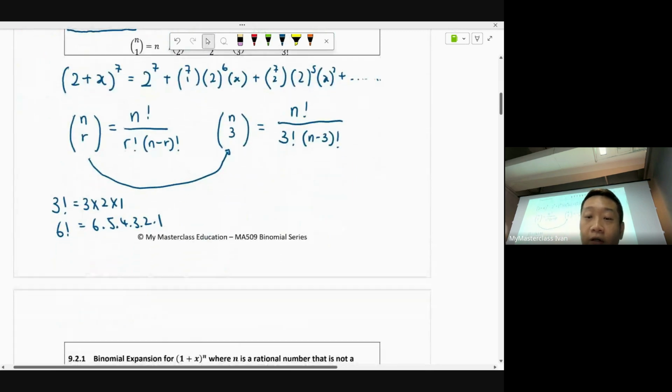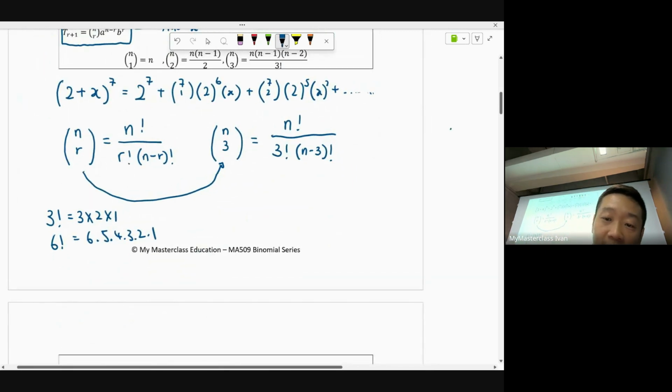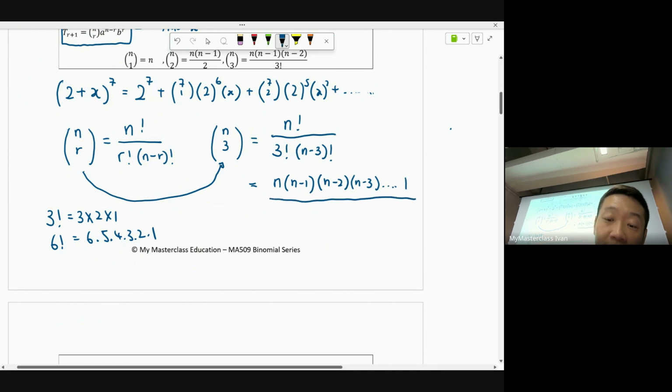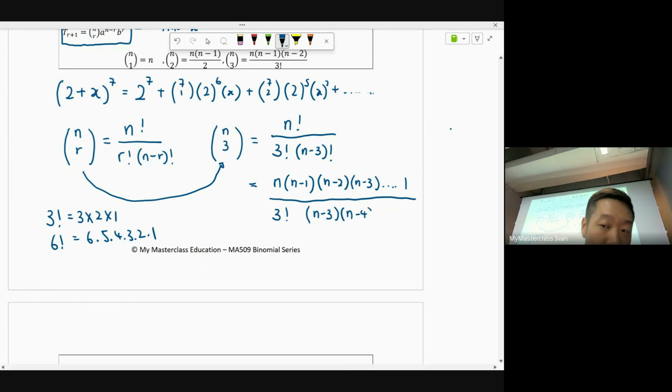Okay, so how was this derived? Now remember, what is factorial? The biggest one is n. What is the number beside n? n minus 1. What is the number beside n minus 1? n minus 2. What is the number beside n minus 2? n minus 3. Dot dot dot, all the way the last one is 1. Over 3 factorial, you just keep. What is (n - 3) factorial? So this is n minus 3. After n minus 3, what is the number smaller than n minus 3? n minus 4. Okay, all the way dot dot dot to 1.